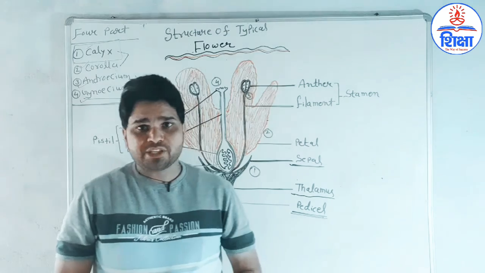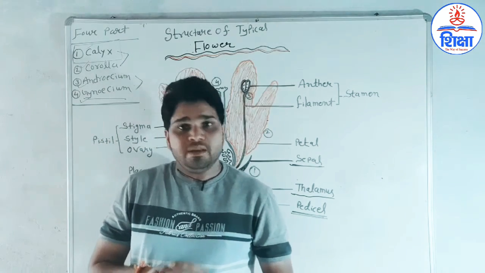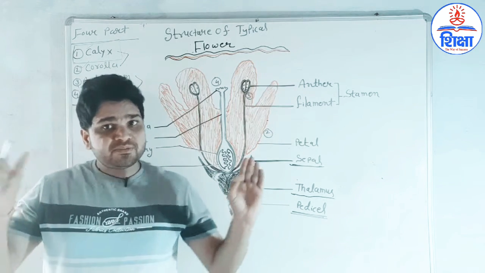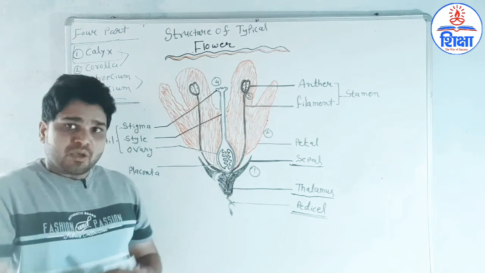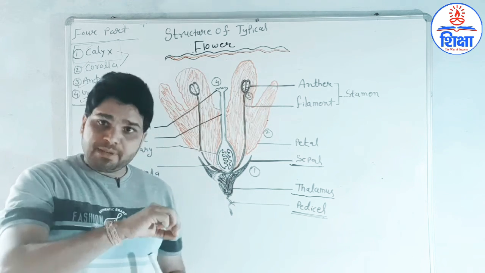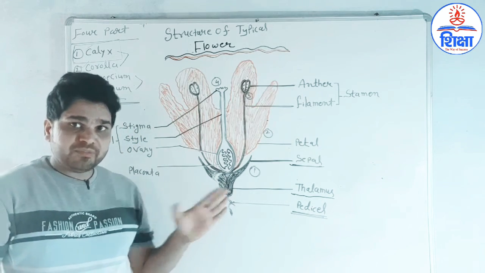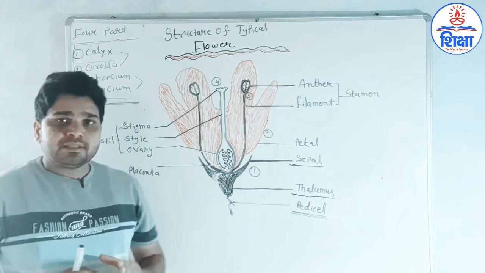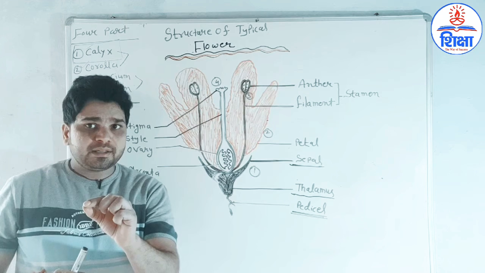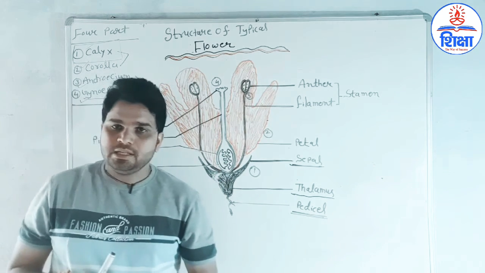Students, our today's topic is structure of typical flower. But before studying about the flower, let us know what is flower. Students, flower is a very important part of the plant because of the development of fruit and seed from it. So it is an important part of the plant. The flower is the reproductive organ of the plant, so it is called the reproductive organ of the plant.